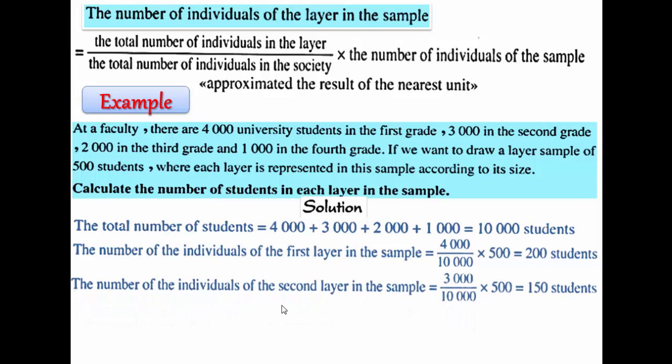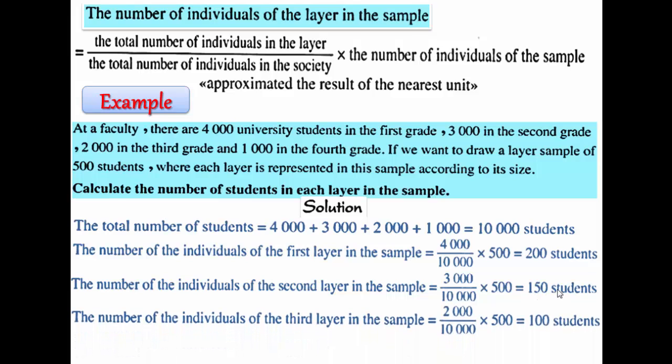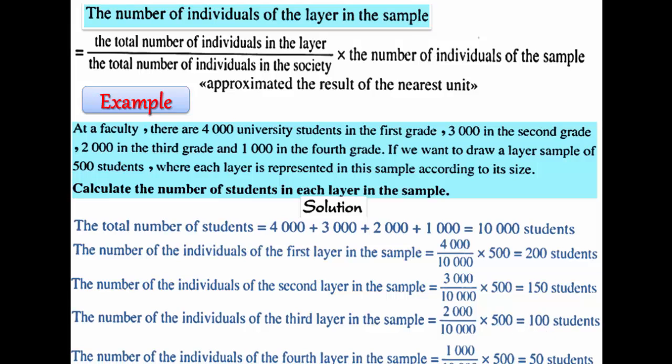The number of individuals of the second layer in the sample equals 3,000 over the total, 10,000, multiplied by 500. The product will be 150 students. The number of individuals of the third layer in the sample equals 2,000 over 10,000 multiplied by 500. The product will be 100 students. The number of individuals of the fourth layer in the sample equals 1,000 over 10,000 multiplied by 500, equals 50 students.